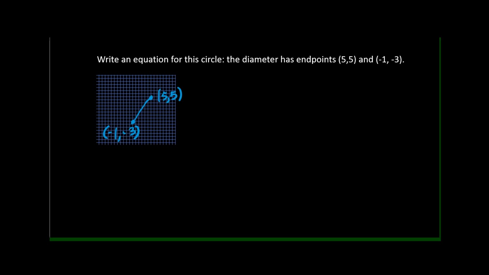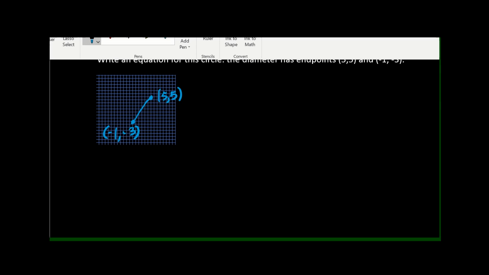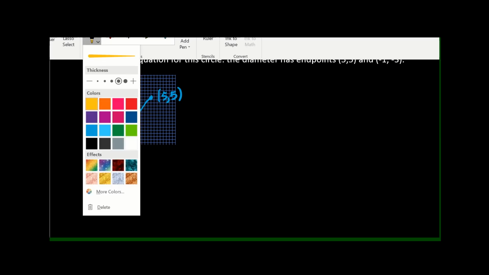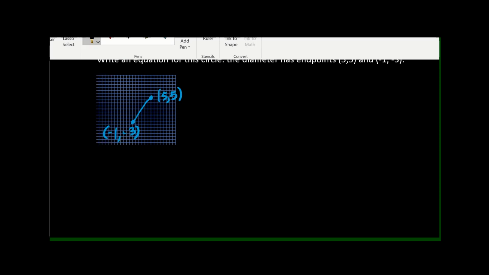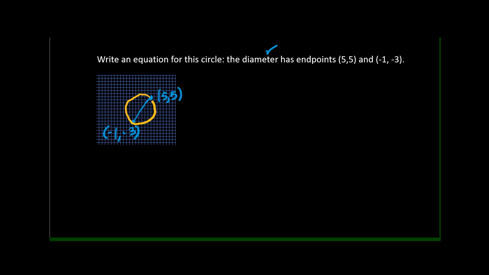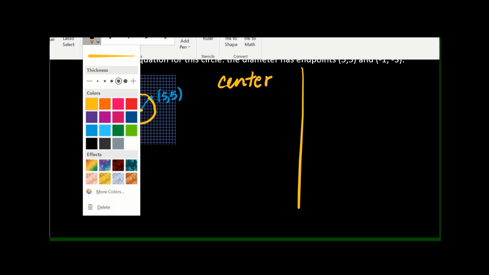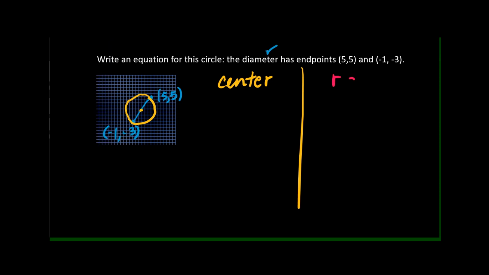So our first question, a diameter has endpoints (5, 5) and (-1, -3). So our circle would actually be, let's see, maybe do a different color here. Our circle is like this, and we are looking for the center there. And we are going to divide this sheet up into 2 sections here. Let's do the center in yellow, and maybe do the radius in pink.